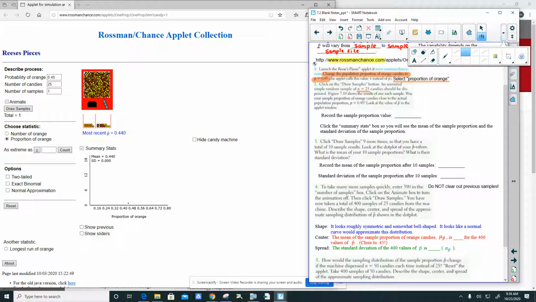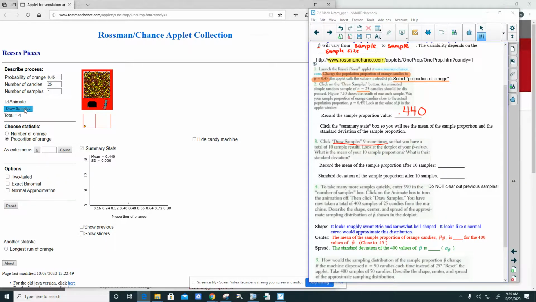Now, when we all do this, you could run this applet and get a slightly different p-hat. I'm just going to fill in what I'm getting as I'm demonstrating this for you. Okay, so this is asking us to draw out 9 more samples. So you don't have to watch that animation each time. You can see the total number of samples here. It'll keep a running total.